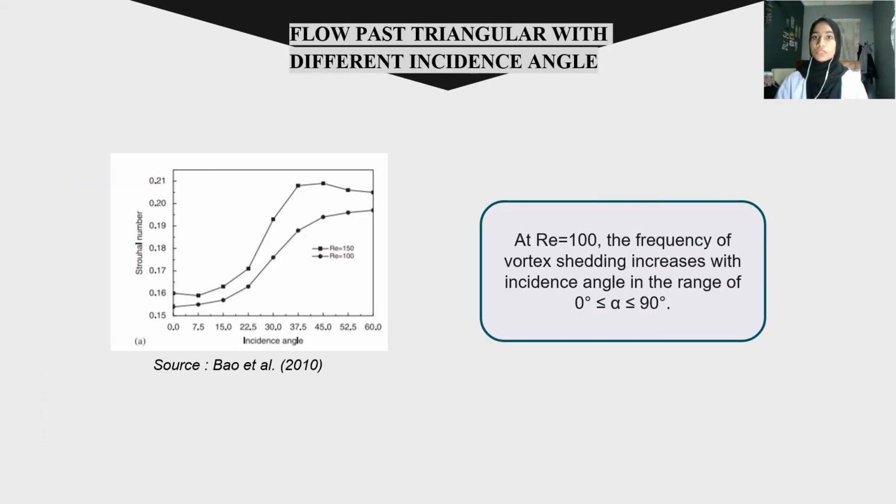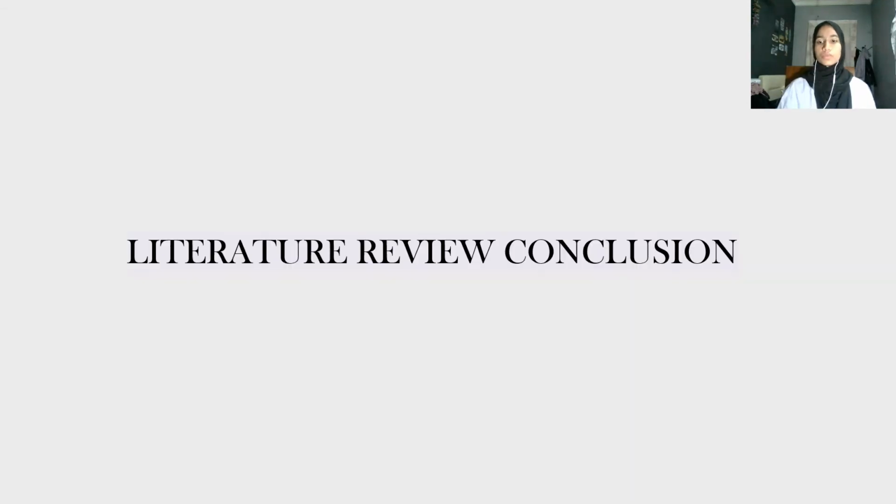Last is the flow past a triangular cylinder with a different incident angle. As we can see from the results of Bao et al. 2010, at Reynolds number 100, the frequency of the vortex shedding increases with incident angle in the range of 0 to 90 degrees.